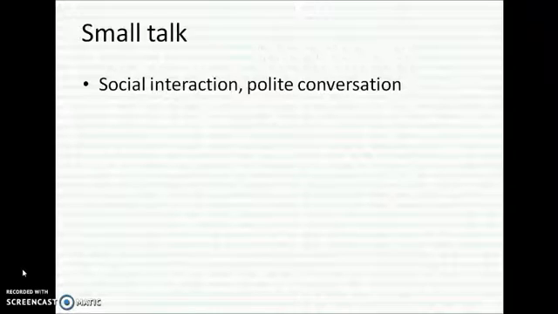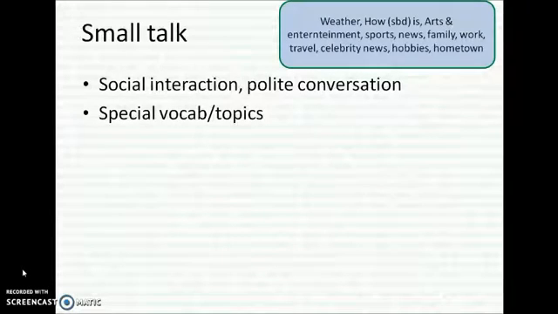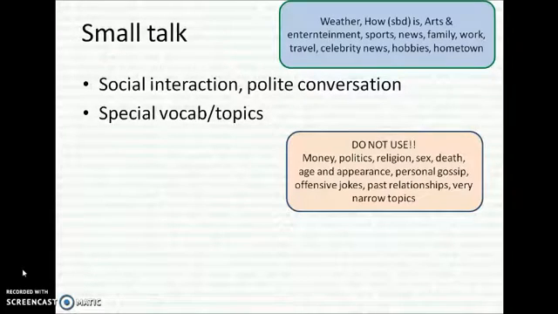There are certain topics that are appropriate for small talk, and also there are topics you should not use in small talk because they are too personal. For example, good small talk topics include, besides weather, also how somebody is doing, arts, entertainment, sports, news, family, work, travel, celebrity news, hobbies, or hometown. On the other hand, topics that should not be used in small talk because they are too personal are, for example, money, politics, religion, death, health, sex, age, appearance, or past relationships.